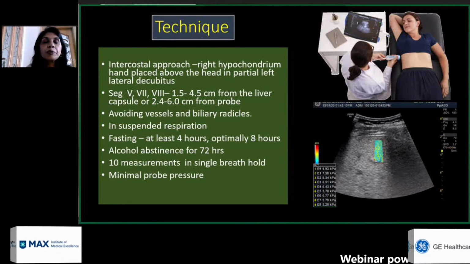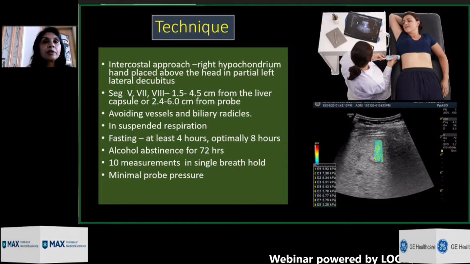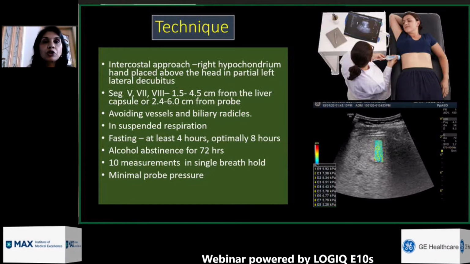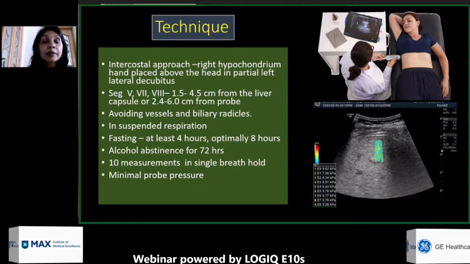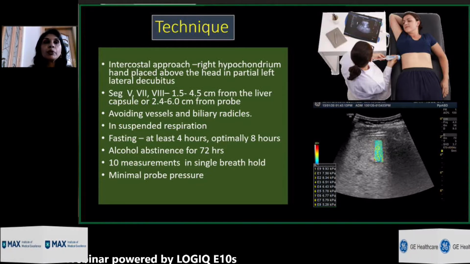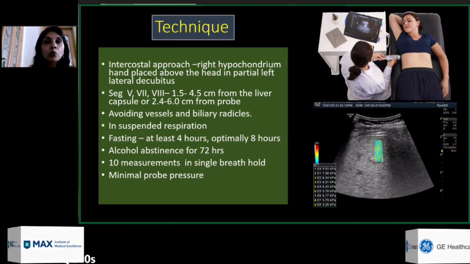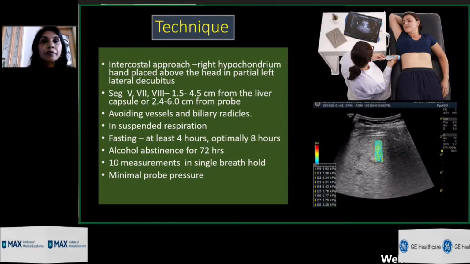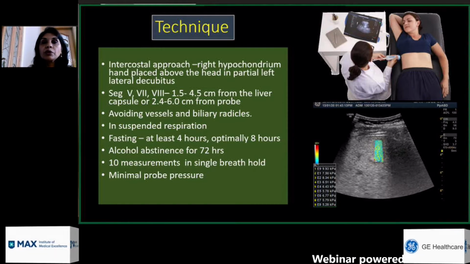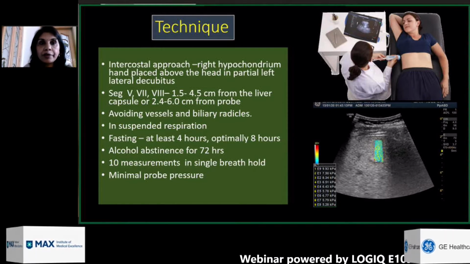So deep inspiration is absolutely avoided. It's important that we have suspended respiration. So what do we mean by suspended respiration? That means we ask the patient to expirate, and in that mid-expiration, we ask the patient to hold breath for just 4 to 5 seconds, and this also eliminates the motion artifacts.